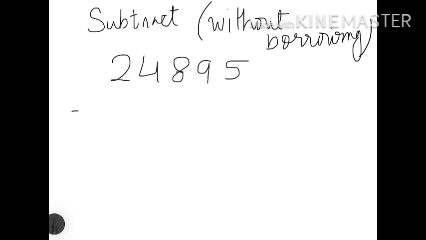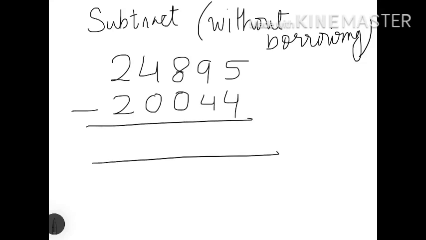24895. And we have to subtract what? We have to subtract 20044. Now when you will subtract this number, we will start from the ones place here. 5 minus 4 is 1. Then 9 minus 4 is 5. 8 minus 0 is 8. 4 minus 0 is 4.